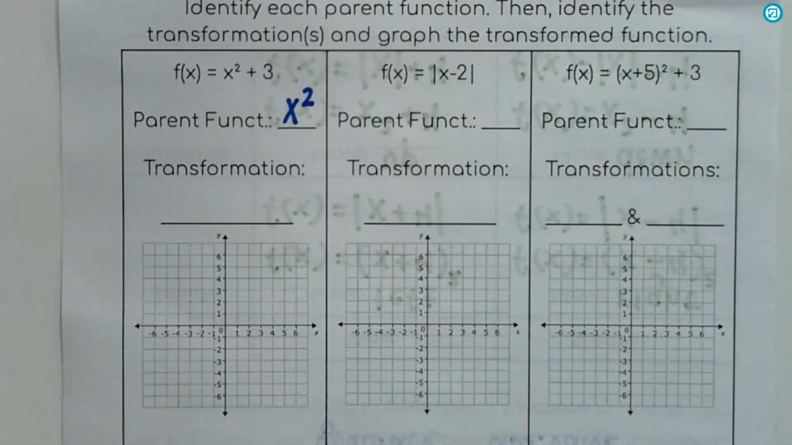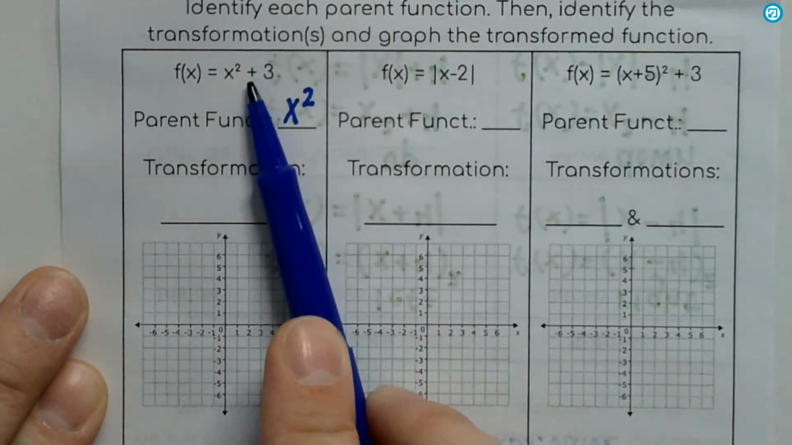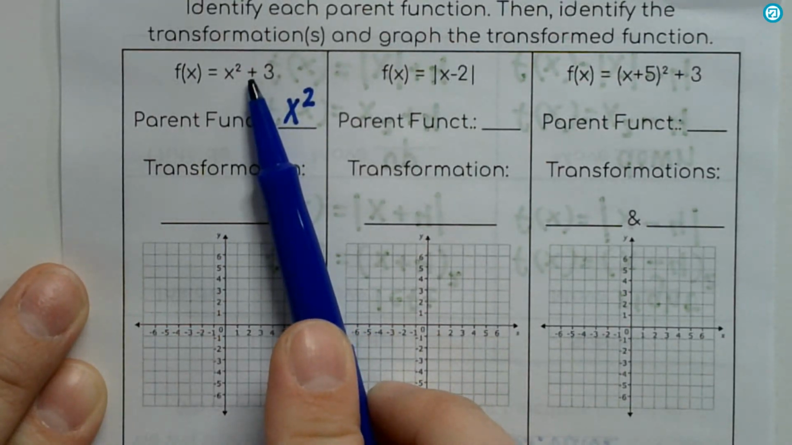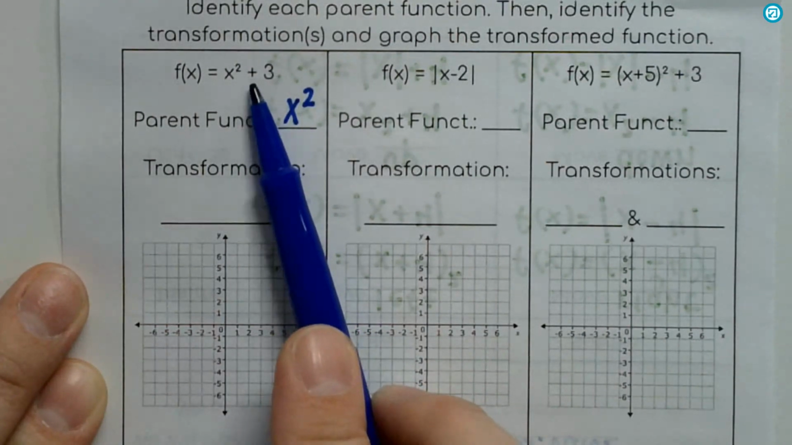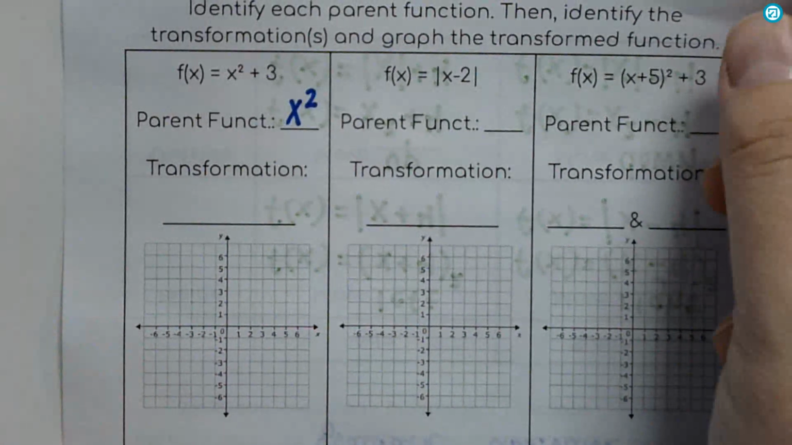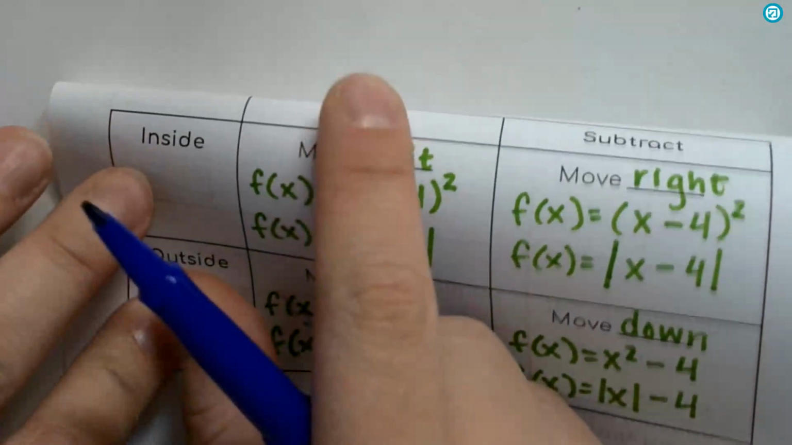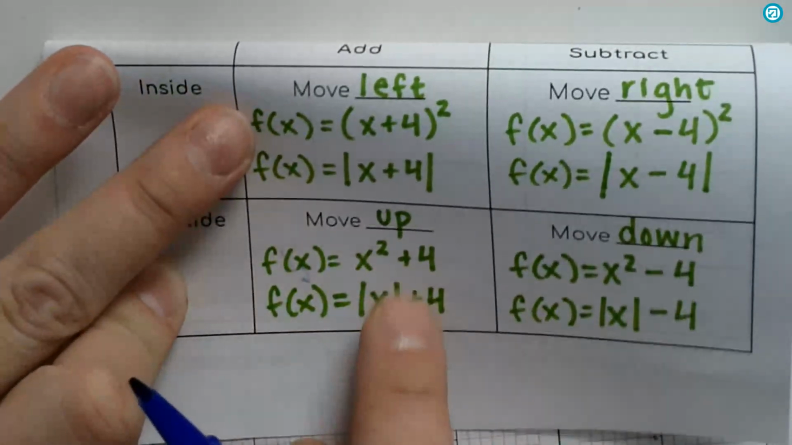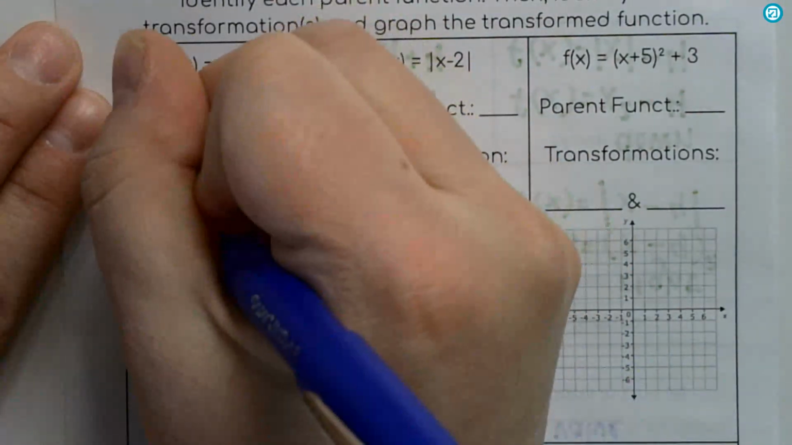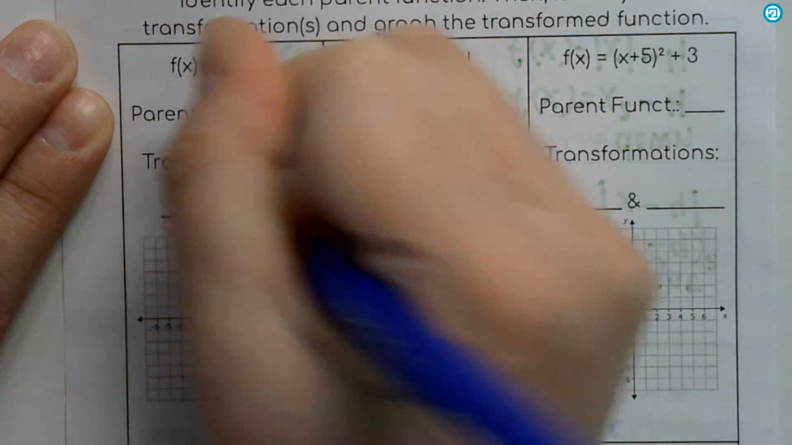Then you look at what operation or operations you're doing. I am adding 3 here. Is that inside or outside the x squared? Outside. So I'm adding outside. So you use your table, and once you guys get halfway through your assignment, you're probably going to have these memorized. Adding outside tells me I'm moving up. So that means I need to take my function and move it up 3.